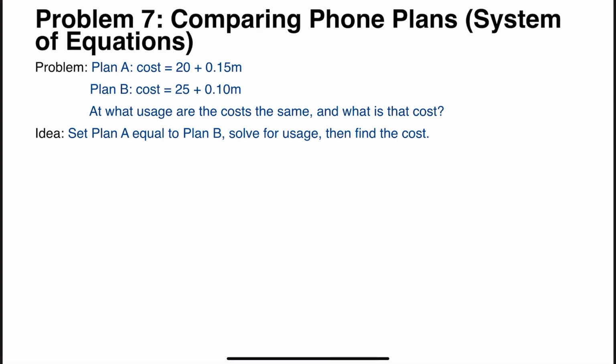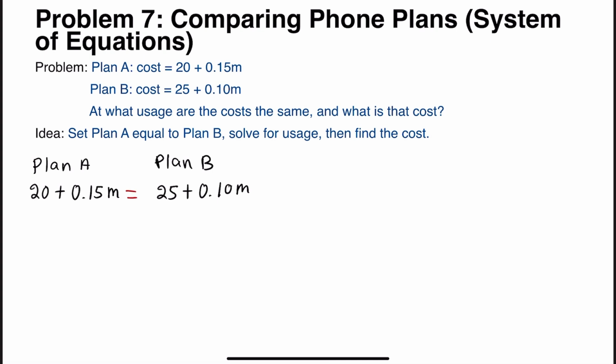We'll go ahead and get started by rewriting the equations. I'll start with plan A. So I'll write that here. We have plan A, and plan A is 20 plus 0.15 m. And then we have plan B, and that is 25 plus 0.10 m. Okay, so to find where they're the same, we set them equal to each other.